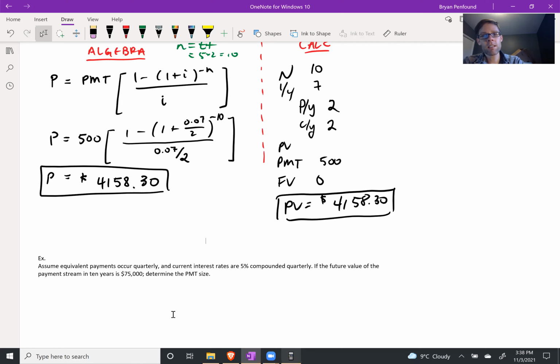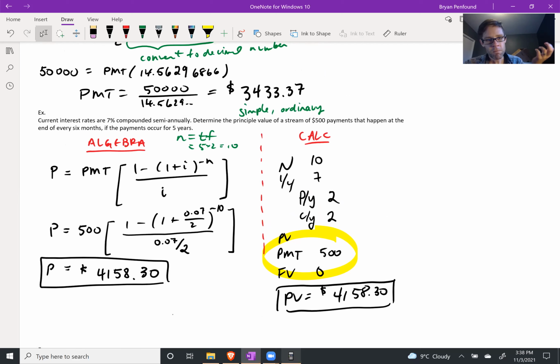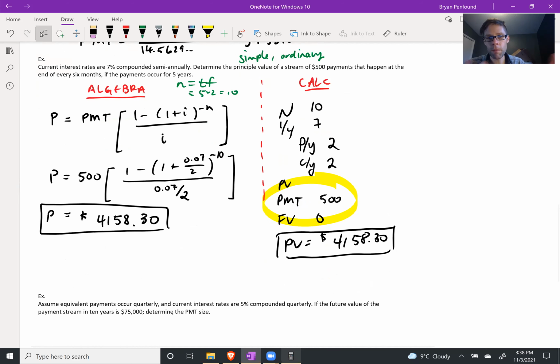So Fiona's asking, should the payment be negative 500? In this example, I don't think it matters. Are these payments coming into my wallet, or am I paying these payments? It's not really obvious in the statement of the question. So I would accept either positive or negative as the payment. Of course, if I put positive 500 in for the PMT, my calculator will give me negative 4,158. Fiona, just so you know.